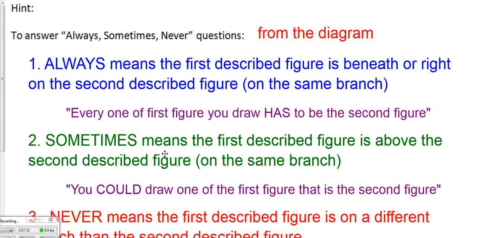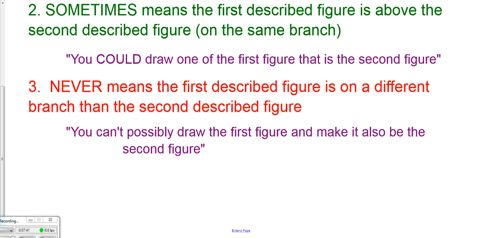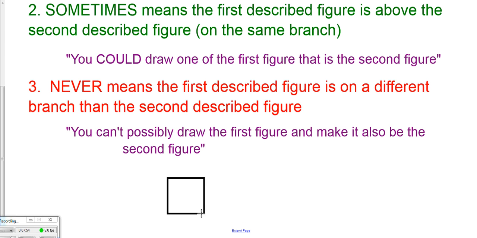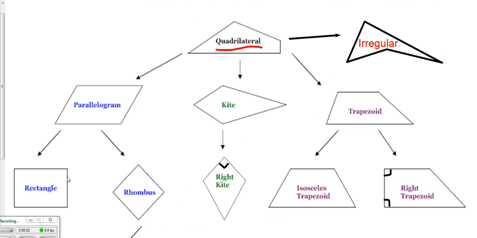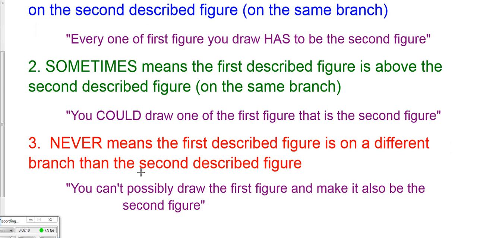Sometimes means the first figure is above the second figure and still on the same branch. So you could draw one of these figures that is the second figure. So if the question was a rectangle is a square, well, I can draw a rectangle like this that isn't a square. So it's not always the same, but I can also draw a rectangle like this that is a square. So sometimes it can be. So because rectangle is above the square on the same branch here, you can kind of follow a line through there, it would be sometimes the same thing.